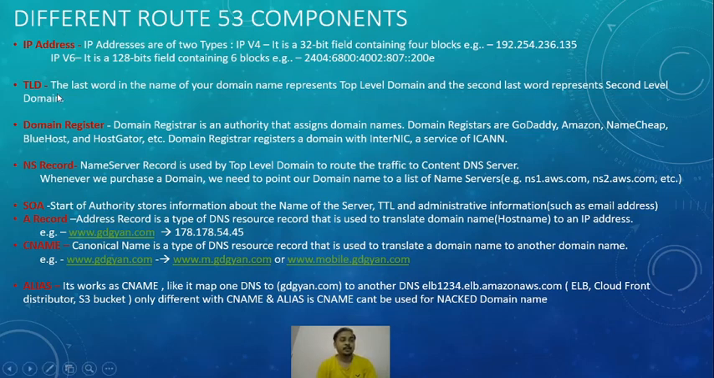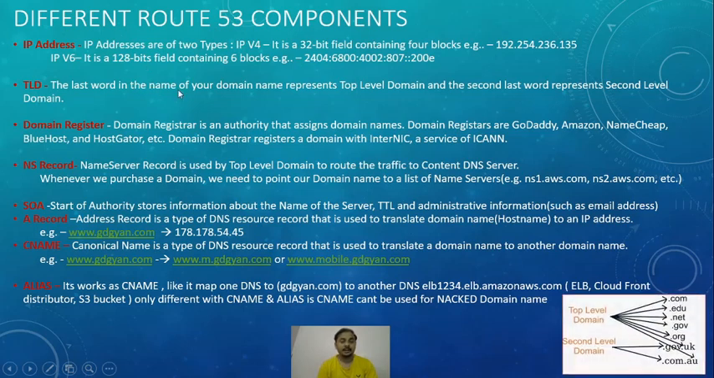TLD, top level domain, which is the last word of your domain name. For example, facebook.com, so .com, .edu, .net, all these examples you see, right? That is called top level domain. And the second word represents the second level domain, like gov.uk, com.au, all those things. So we understand IP address, we understand TLD.